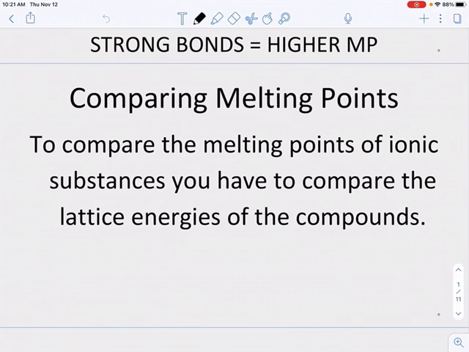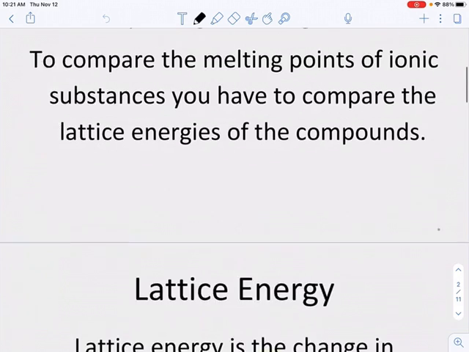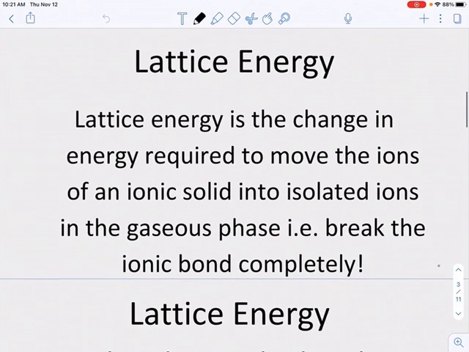And to compare melting points, we have to compare a property called the lattice energy of the compounds. The lattice energy of ionic compounds refers to how much energy is required to move the ions from an ionic solid into a gaseous state and break the bonds completely.